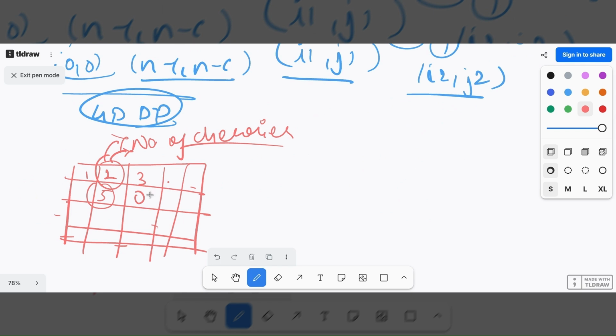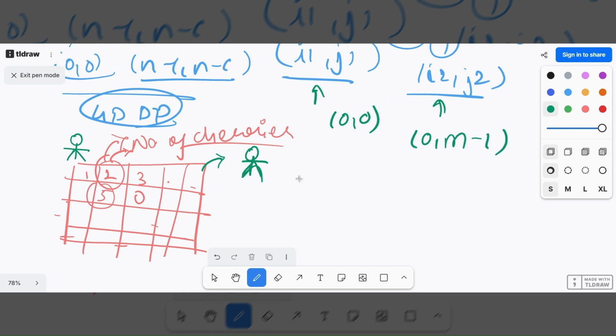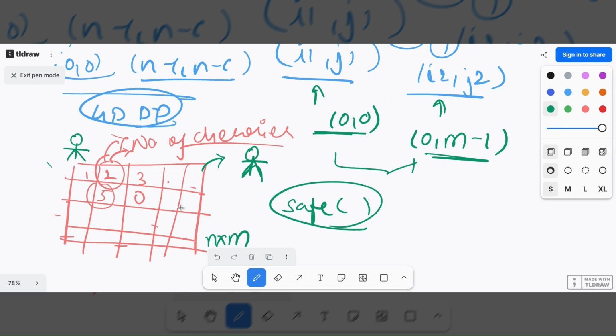So a grid of numbers is given to you. Now there is one robot standing here, and there is another robot standing here. Your initial I1 J1 is 0 0, and your initial I2 J2 is 0, m minus 1, considering n is the number of rows and m is the number of columns. This is the n cross m grid. The first person is standing here at 0 0, and the second person is standing here at 0, m minus 1. And again, you have to do the same conditions, moving and making safe conditions, so that it should not go out of bound and all those things.